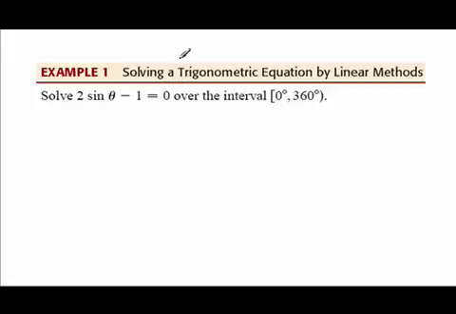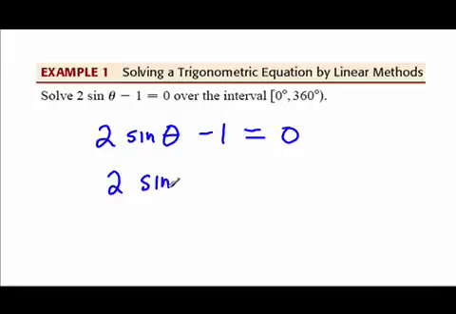So we want to try to get sine theta all by itself. If we start with 2 sine theta minus 1 equals 0, think of sine theta as being like x. If this was 2x minus 1 equals 0, how do you get x by itself? Well, we'll add 1 to both sides, and we'll divide both sides by 2.